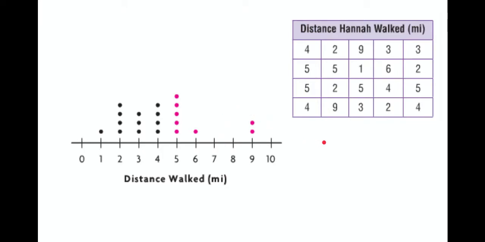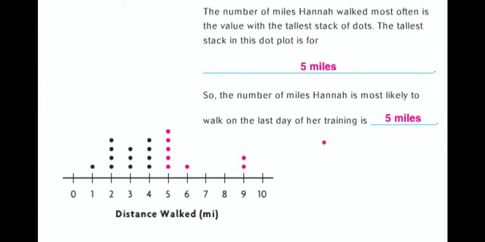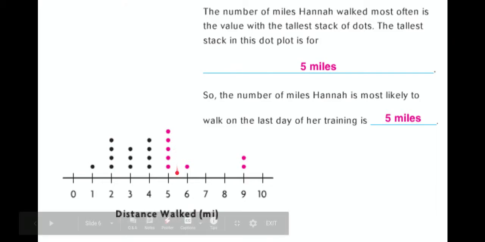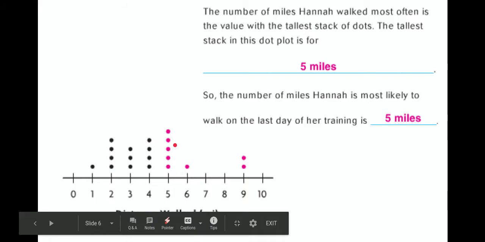What was the point of the dot plot? Let's see. The number of miles Hannah walked most often is the value with the tallest stack of dots. The tallest stack in this dot plot is for 5 miles. So the number of miles Hannah is most likely to walk on the last day of her training, based off this data, is 5 miles, because she has walked that the most times.